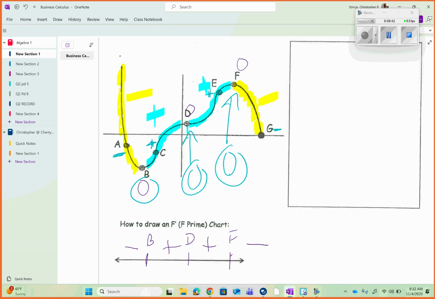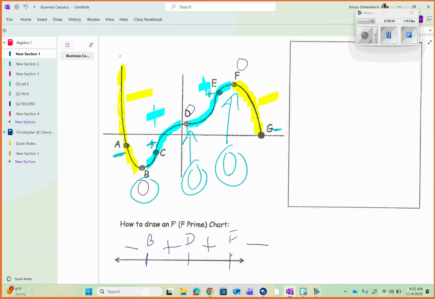Point D is called a point of inflection. A point of inflection is where you are either going up in the positive direction, you flatten out, and then you keep going up, or you're going down in the negative direction, you flatten out for a moment, and then you continue negative, and it's going to tell you that.